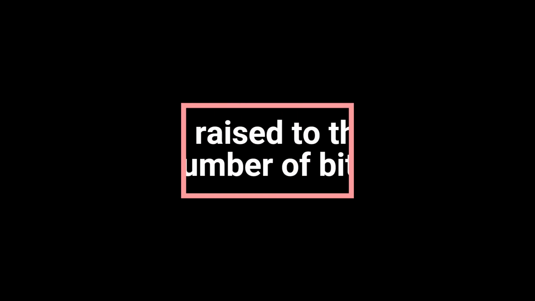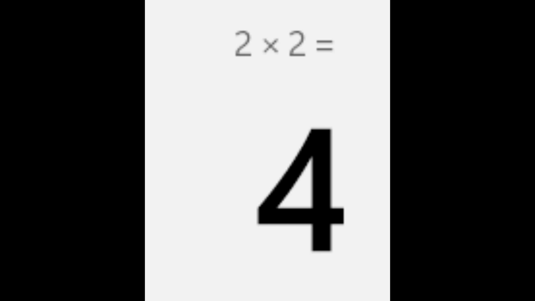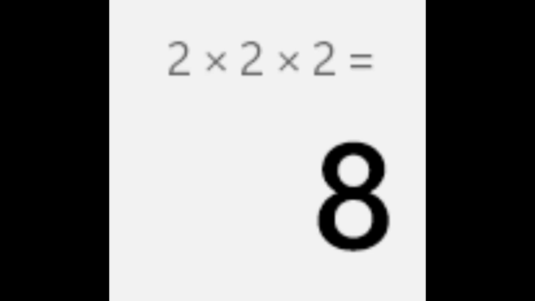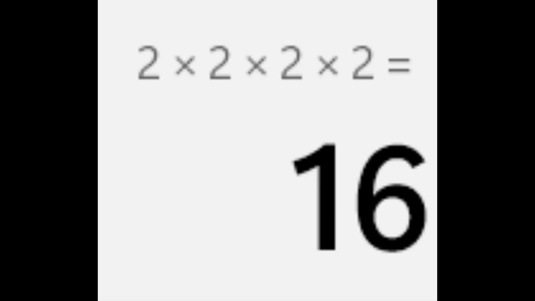A way we can calculate how many states we can have is by taking 2 and raising it to the number of bits that we have. So for 2 bits, 2 to the power of 2 is 4. 3 bits, 2 to the power of 3 is 8. 4 bits, 2 to the power of 4 could have 16 possible states.